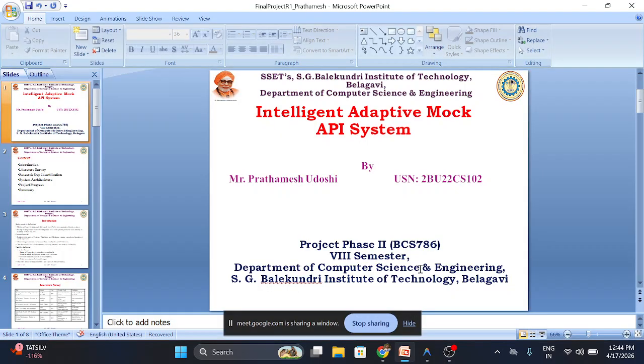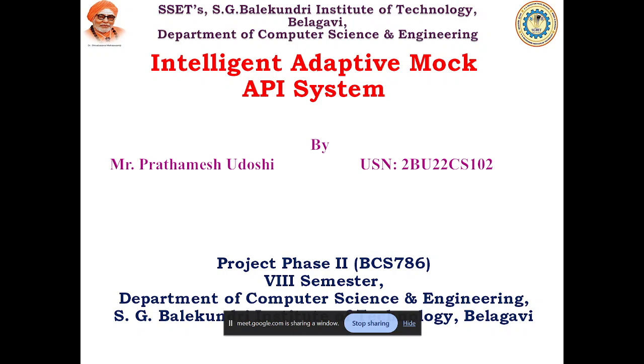Your number? Ma'am, 102. 102. 25 CS. 2BU22. 22 CS. 102. Okay. Yes, ma'am. Ma'am, my screen is visible, right? Okay, start. Good morning, ma'am. It is visible. Yes, ma'am. Start. Yes, ma'am.